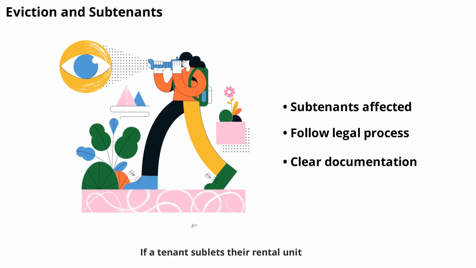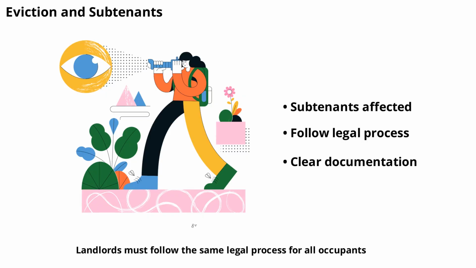If a tenant sublets their rental unit, both the original tenant and the subtenant may be affected by eviction. Landlords must follow the same legal process for all occupants. Subtenants should ensure their sublease is legal and understand their rights if the primary tenant faces eviction. Clear communication and proper documentation are key in these situations.